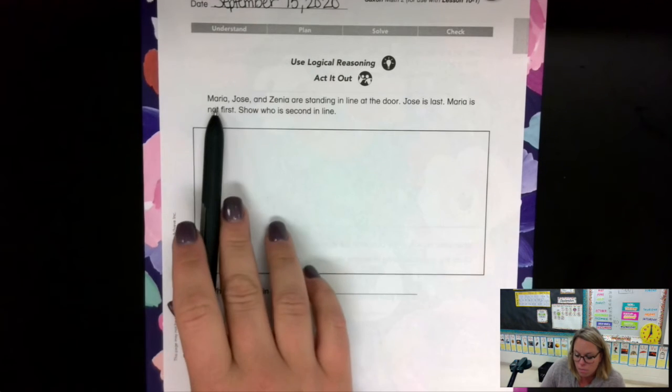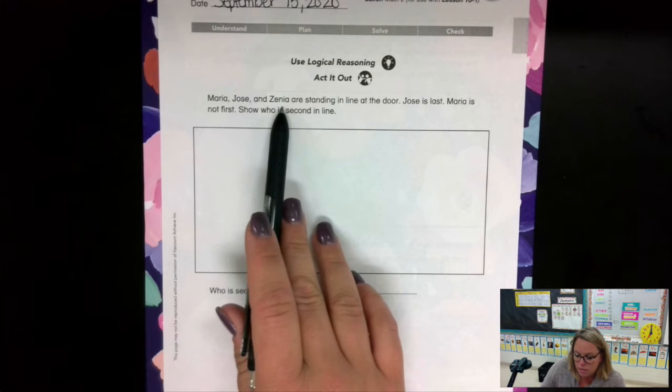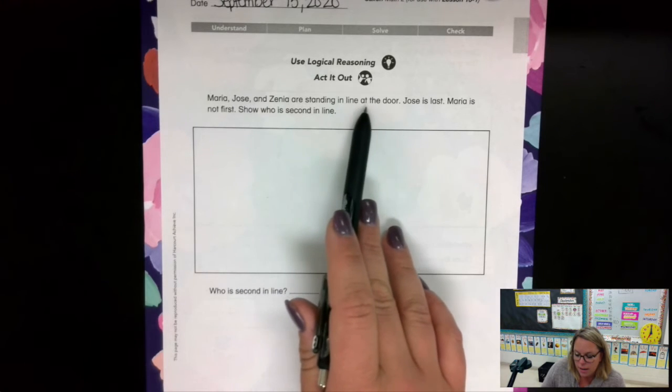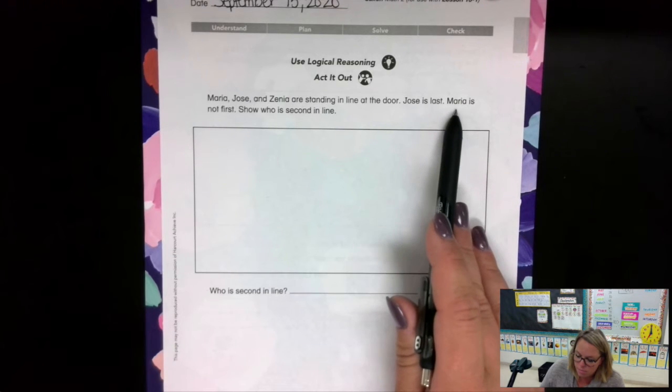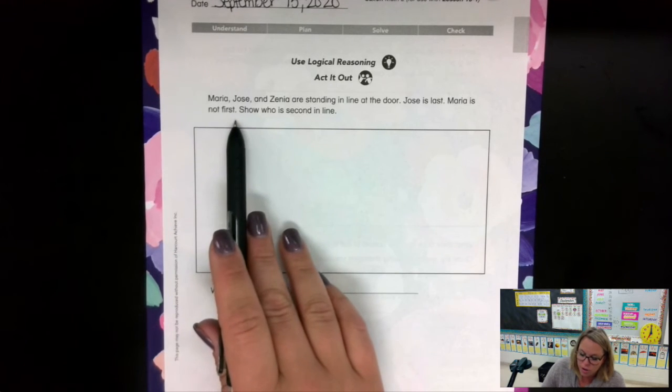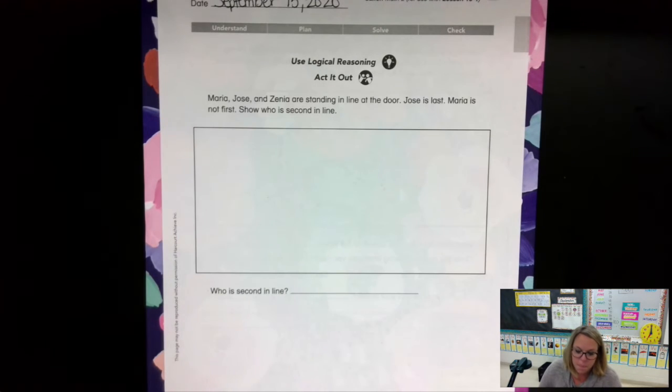Here we go. Maria, Jose, and Zania are standing in line at the door. Jose is last. Maria is not first. Show who is second in line. Now, what is something that we know from this problem?